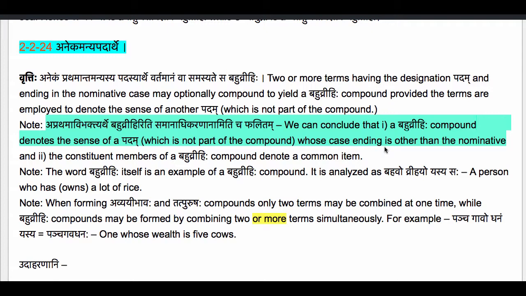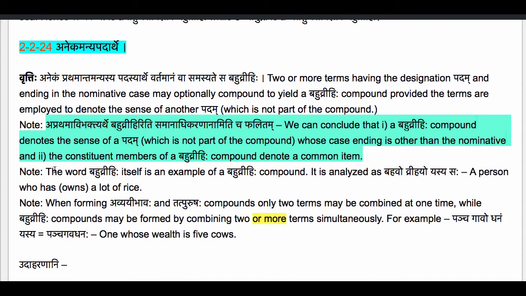This is the first conclusion, and the second conclusion is that the constituent members of a bahuvrihi compound denote a common item because they all end in the nominative case. They are all referring to a common item, but the entire compound denotes a padam which is outside the compound. The entire compound is Anya Pada Pradhanaha. So the individual members point to a common padam, but taken together, the entire compound refers to another padam which is outside the compound. This is the trademark of a bahuvrihi. It will become clear as we take examples.